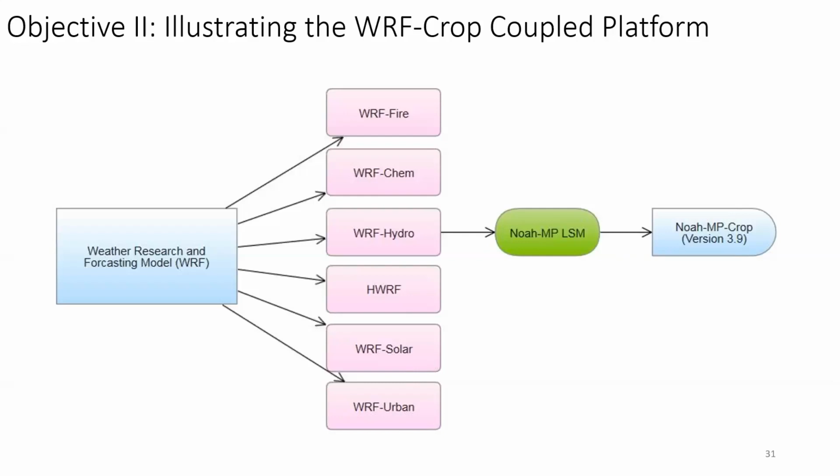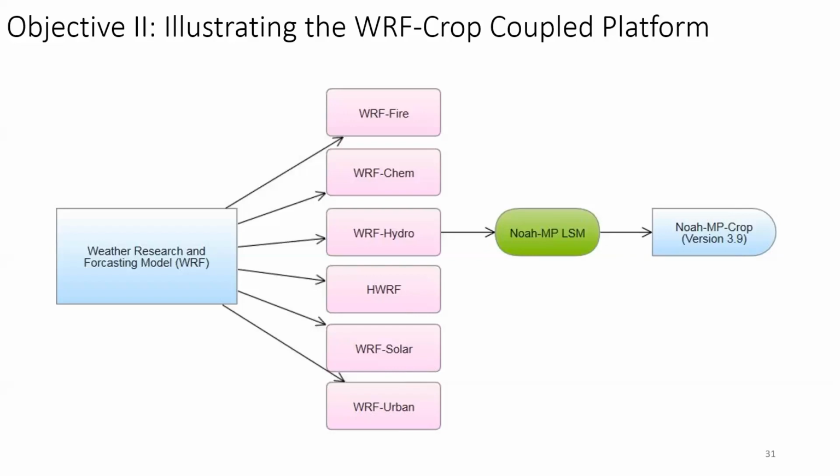Now, Noah-MP Crop, and I'm going to skip over the Noah-MP LSM for a second, which is the Noah-MP land surface model. Noah-MP Crop, which is on the right-hand side of the image, has been developed out of the WRF-Hydro and Noah multi-parameterization land surface model framework with the intention of improving seasonal forecasts. Noah-MP Crop as a land surface model has been tested offline and has performed quite well at simulating key crop-related variables such as leaf area index, as well as leaf area index's effect on surface heat fluxes. Furthermore, it has done very well with simulating crop biomass, which you can think of as crop yield.